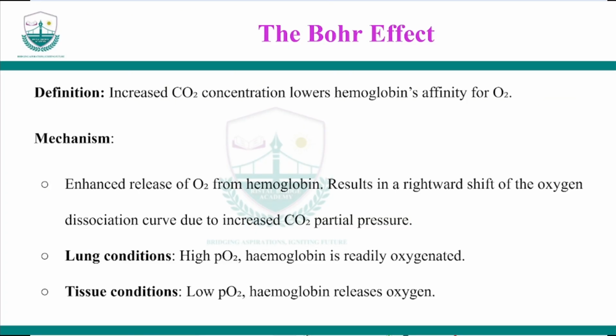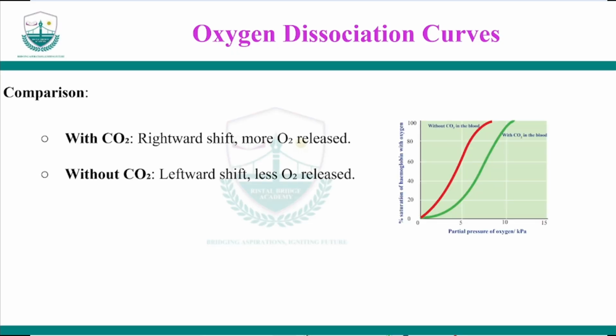Let's summarize. The curve shifts right when there's more carbon dioxide, higher temperature, or increased H+ acidity; this promotes oxygen release. It shifts left in the absence of these conditions; this favors oxygen loading. These shifts help hemoglobin adapt to local tissue conditions.